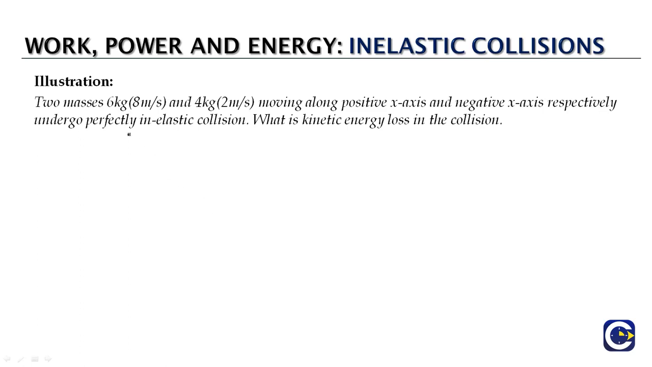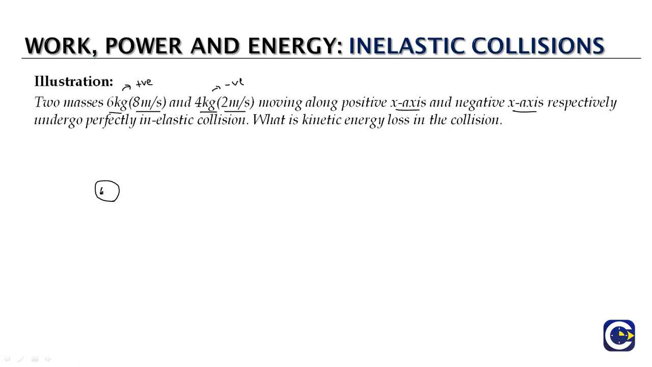Now we look at one more illustration where we have two masses, 6 kg whose velocity is 8 meters per second and 4 kg whose velocity is 2 meters per second, moving along positive x-axis and negative x-axis respectively, which would mean that the 6 kg is moving towards the positive x-axis and the 4 kg is moving towards the negative x-axis. So here the objects are moving in opposite directions. Let us look at the situation. And of course, they are undergoing perfectly inelastic collision, and we have to find what is the kinetic energy loss in this collision.